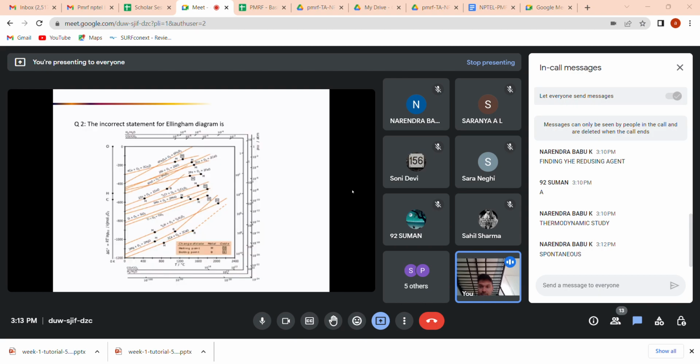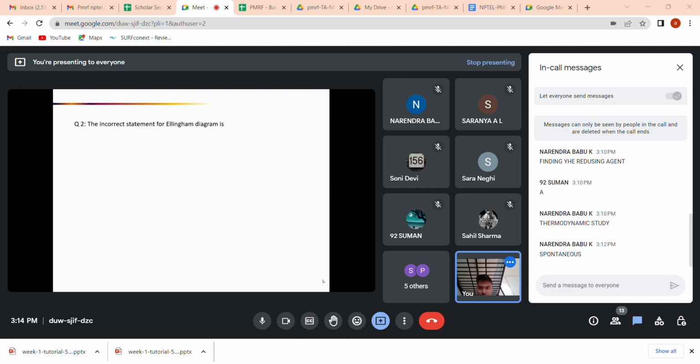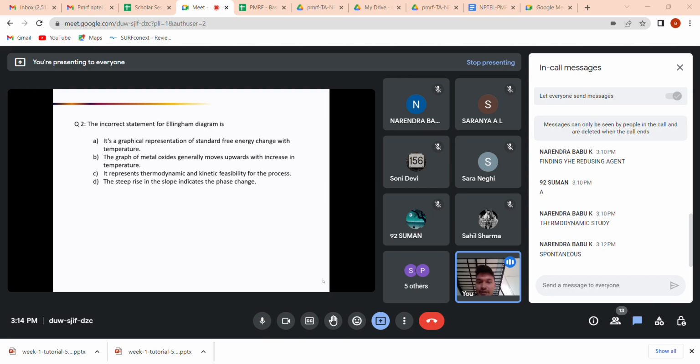So this is the Ellingham diagram. So the question is, what is the incorrect statement for the Ellingham diagram? I think this time it should work out. Yeah. So the question is, what is the incorrect statement for the Ellingham diagram?